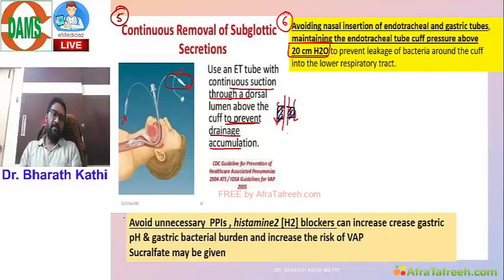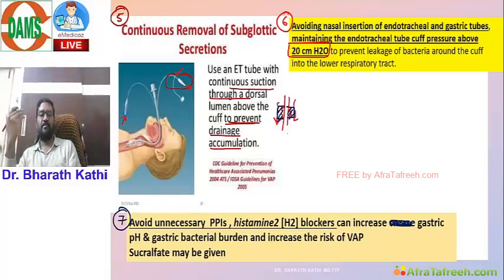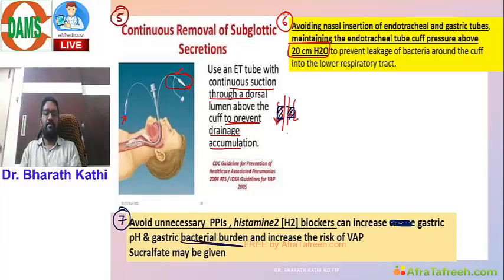Then this is very important. You should avoid unnecessary proton pump inhibitors, Pantop, Ranitidine. What it can do is increase the gastric pH. If the gastric pH is low, bacteria will not overgrow. If gastric pH increases, there will be increased bacterial burden. So this is also intermediate level of evidence.